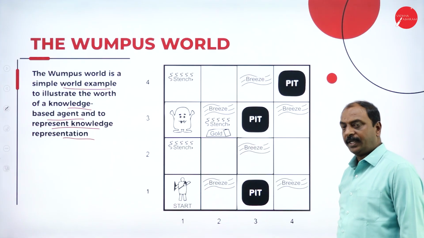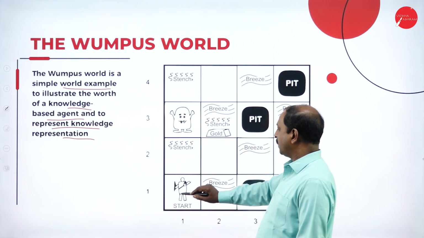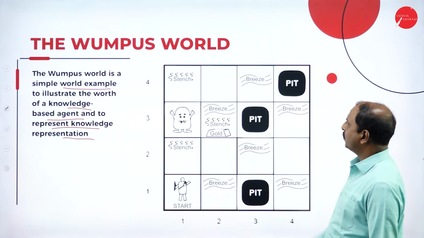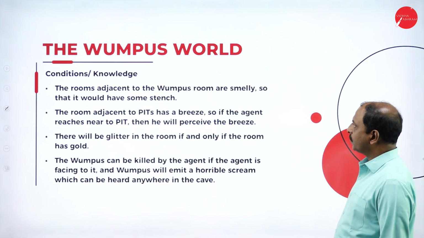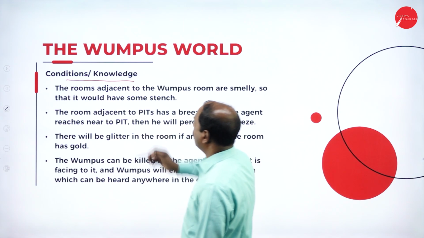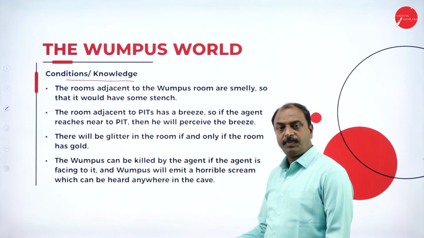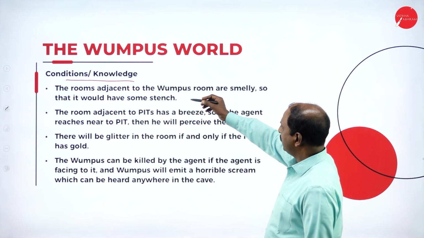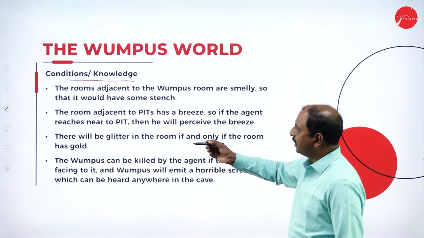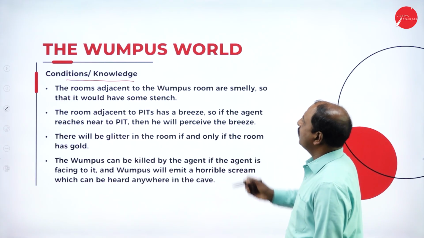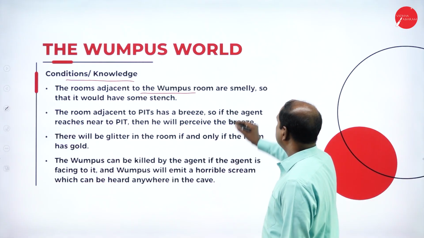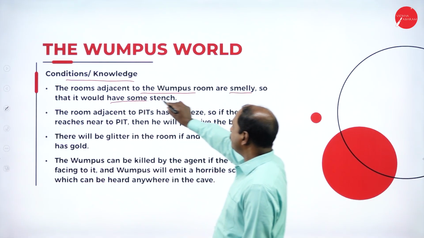Now how do we solve it? How is the knowledge-based agent going to solve it? That is the question. Now, if you look at the conditions, what are the conditions in that problem? The conditions are the knowledge. In the KB, we have so much knowledge or information, or we can say conditions, with respect to this problem. The rooms adjacent to the Wumpus are smelly, and they would have some stench.